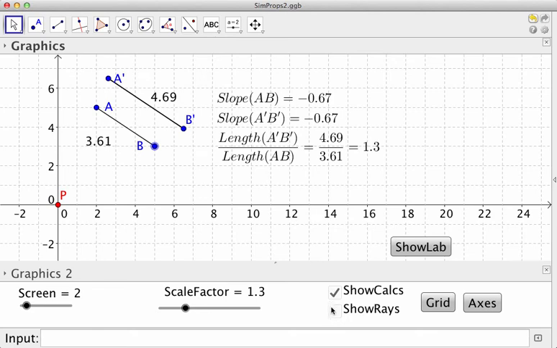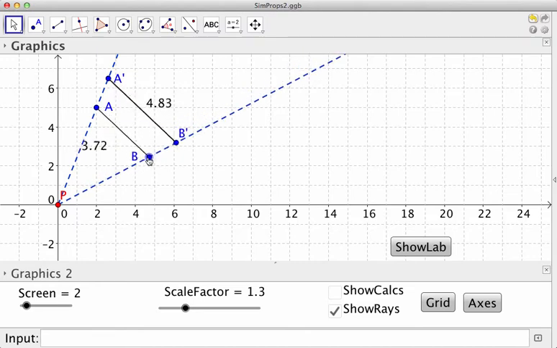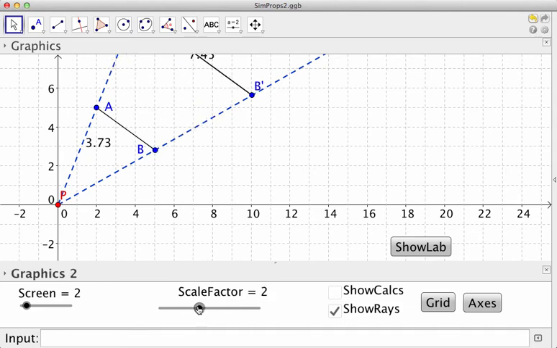Also notice that when we connect these with rays to point P, the ray passes through A and A prime, and it passes through B and B prime, and that as we move B, B prime stays on the same ray, and as we change the scale factor, A prime and B prime just move along those two rays, either closer to point P or farther away from point P, depending on whether the scale factor is less than 1 or greater than 1.